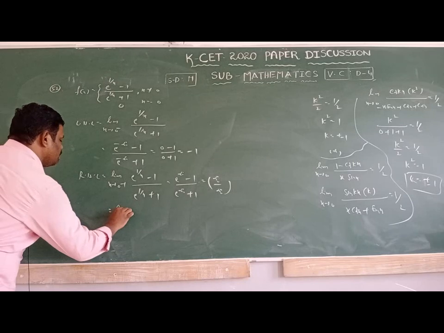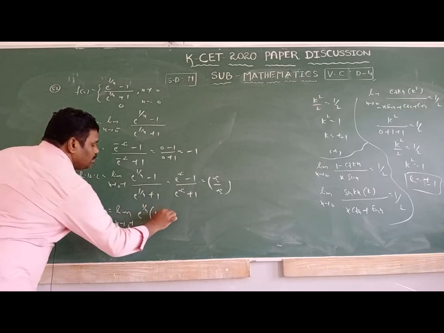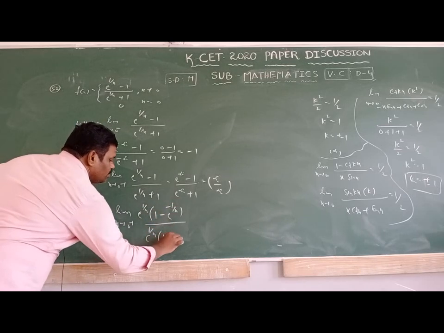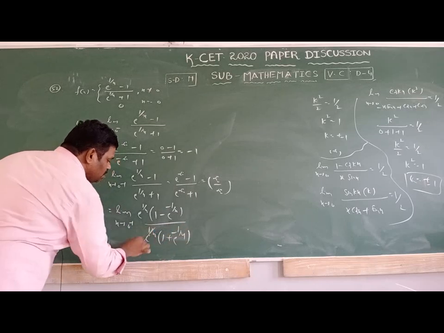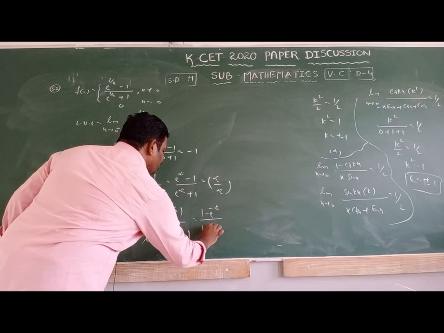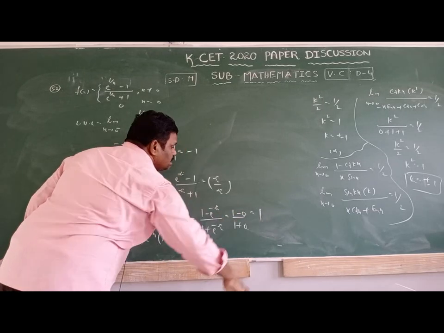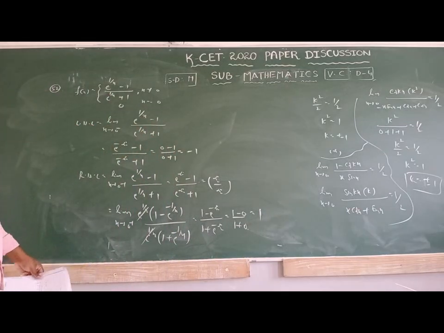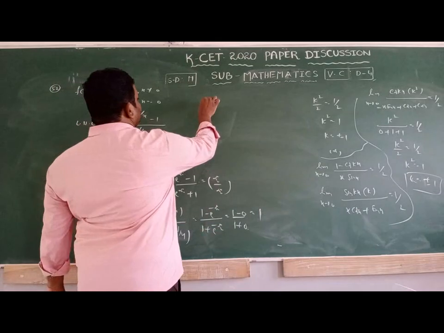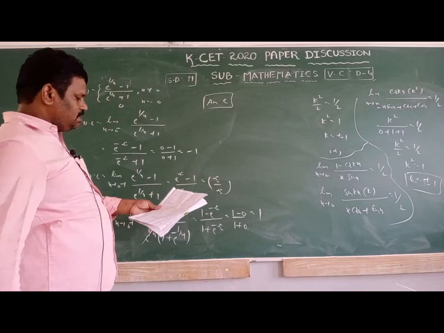How do we simplify? Limit x tends to 0 plus, take e power 1 by x common in the numerator: 1 minus e power minus 1 by x. Take e power 1 by x common in the denominator: 1 plus e power minus 1 by x. Now these two cancel. Now we substitute the value: (1 minus e power minus infinity) by (1 plus e power minus infinity). So (1 minus 0) by (1 plus 0) is equal to 1. So the right hand limit is 1 and the left hand limit is minus 1. The answer is option C.